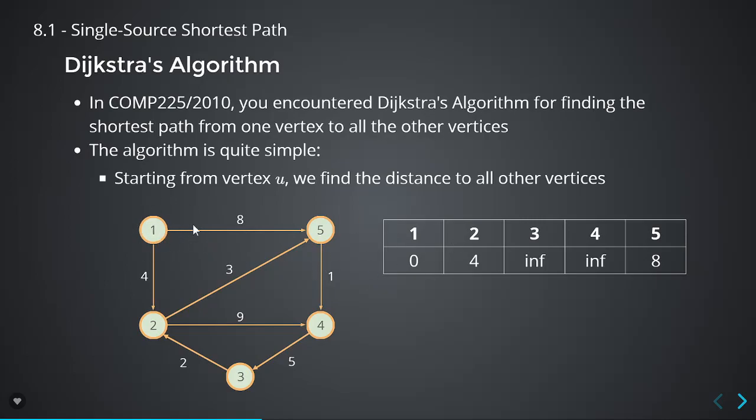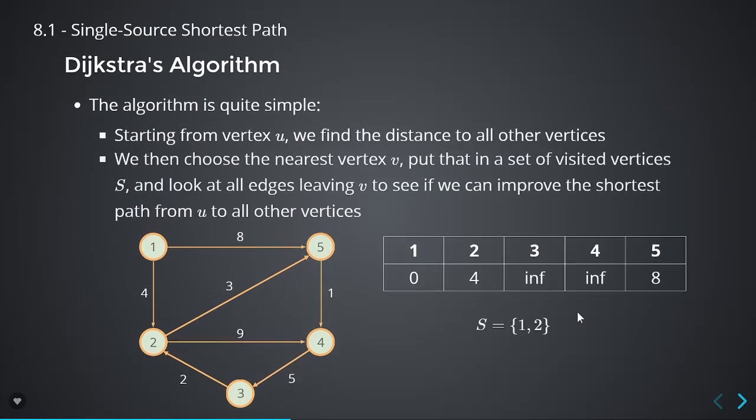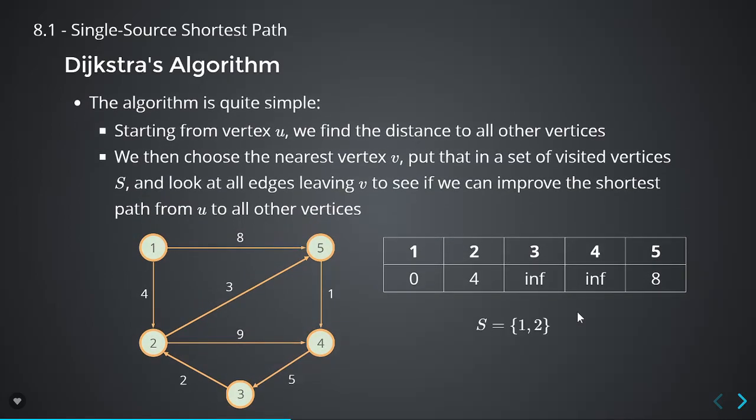All right, so I've started from 1, and what I do is I'm just going to list all the vertices that I can reach. So I can go to 2, it'll cost me 4. I can go to 5, it'll cost me 8, and I can't go anywhere else. Now, if I want to improve the path from 1 to every other vertex, then I will have to go somewhere else. And I'm just going to choose the vertex which is closest, which in this example is 2. And I'm going to add this vertex 2 in the visited set S.